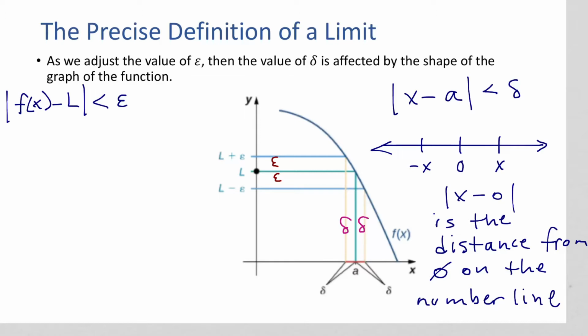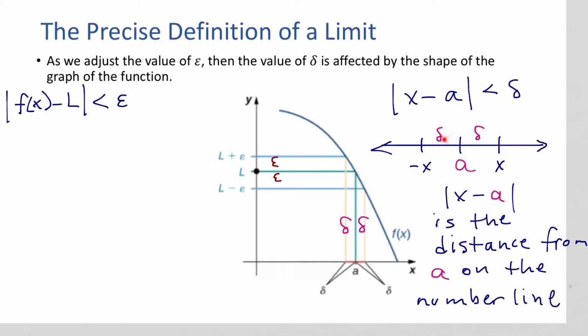Now if we look up here at this inequality statement, and instead of having a 0 here, we can put an a here, and we can put an a right there. Now we can reimagine this statement to say the distance from a is the absolute value of x minus a. So that's the distance from a on the number line.